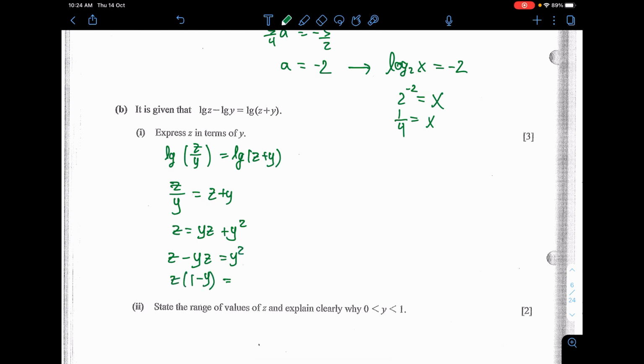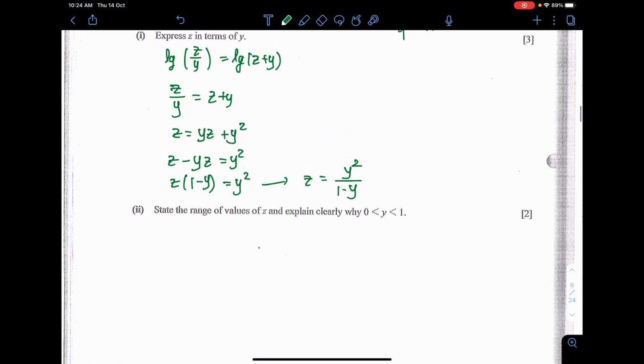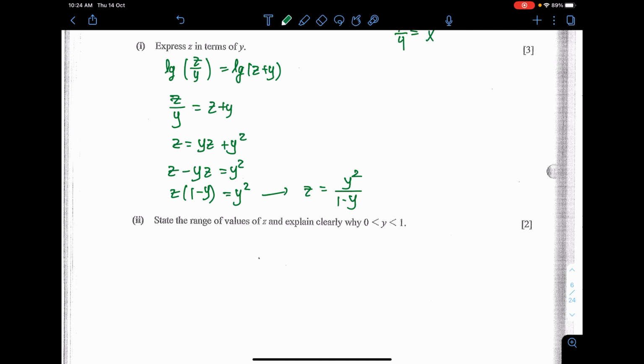Like this. So then z is y square over 1 minus y. Okay. State the range of values of z and explain why y is between 0 and 1. Okay, express it. This is quite an interesting question.